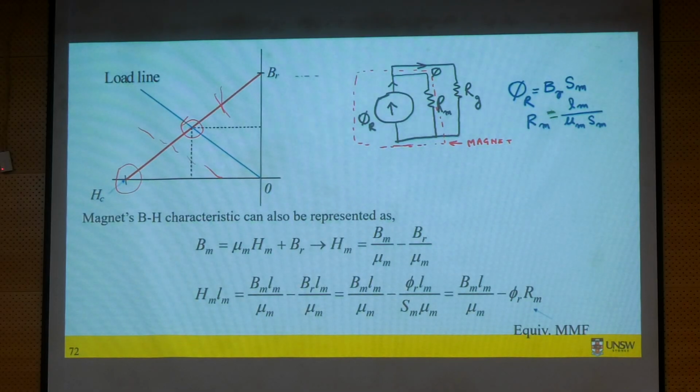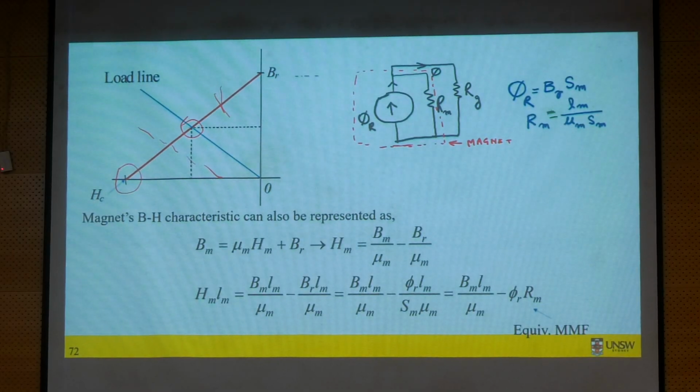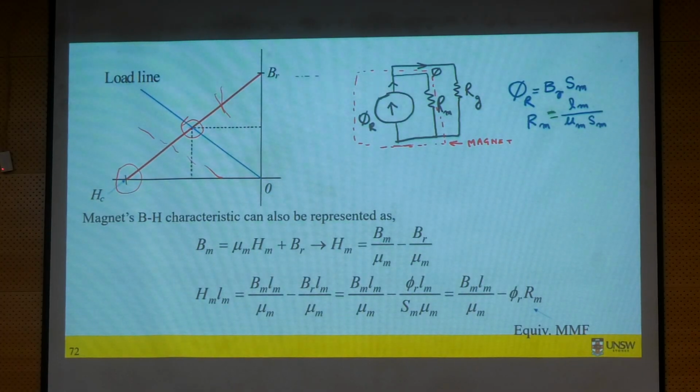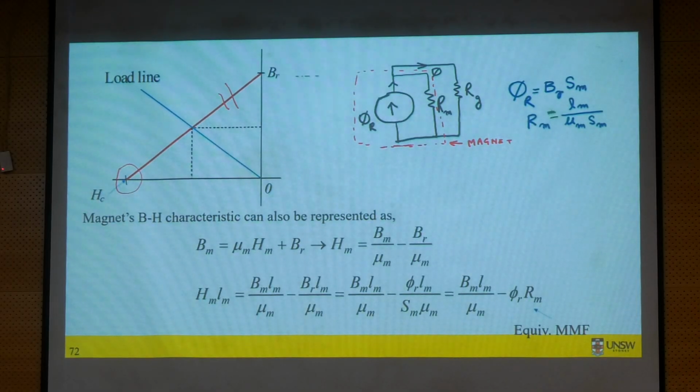Now if we want to use an equivalent circuit, we will need to represent the magnet also as a reluctance or flux source, okay. We can think of the magnet as a flux source. So how do you calculate that? It comes from, I should say, this straight line representation of the magnet, okay. So this is a straight line, right? This is the magnet BH property of the magnet.